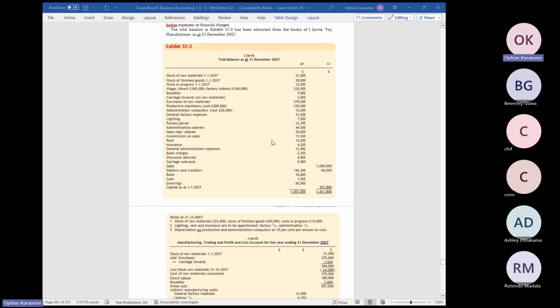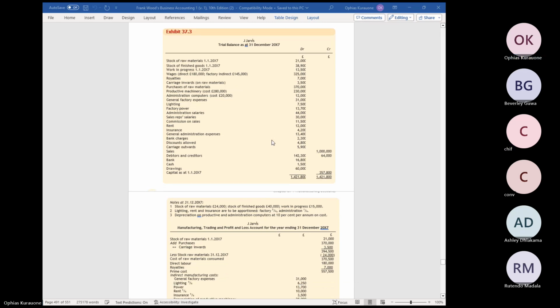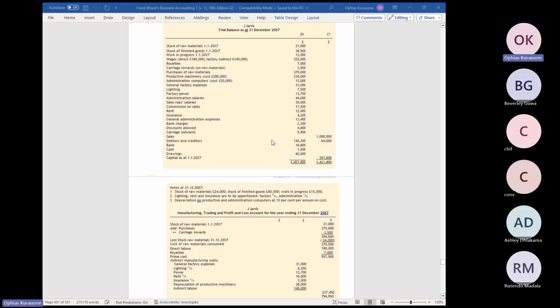Yes, sir. Who can read 37.3? This is a comprehensive example. Who can read for us?